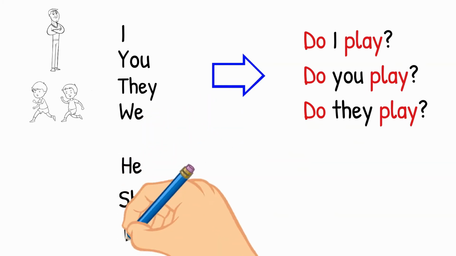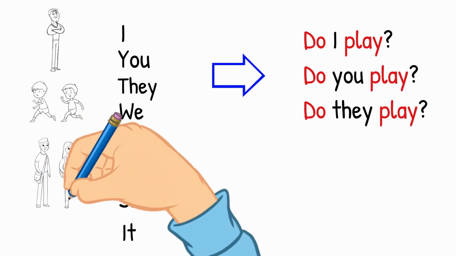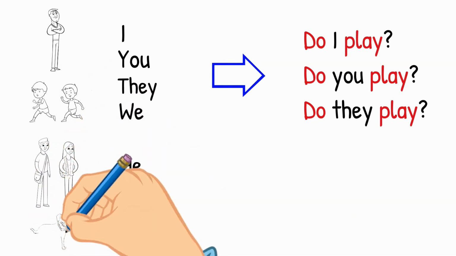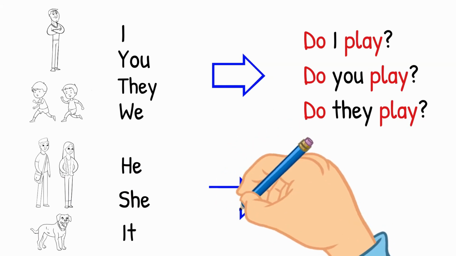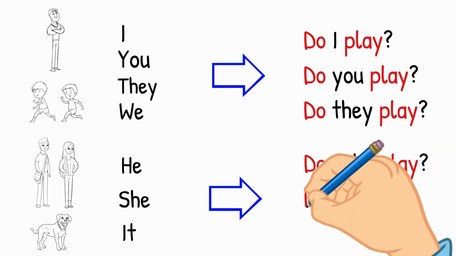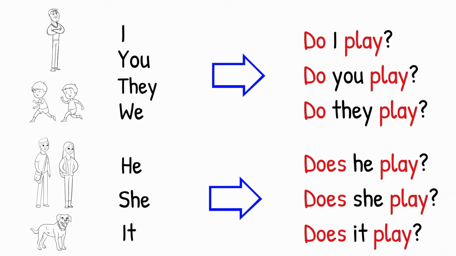For other actors that use he, she, and it, like when we're talking about other people or animals and objects, we use does for questions that have a yes or no answer, like does he play? Does she play? Does it play? Notice how play does not have s in any of these sentences.